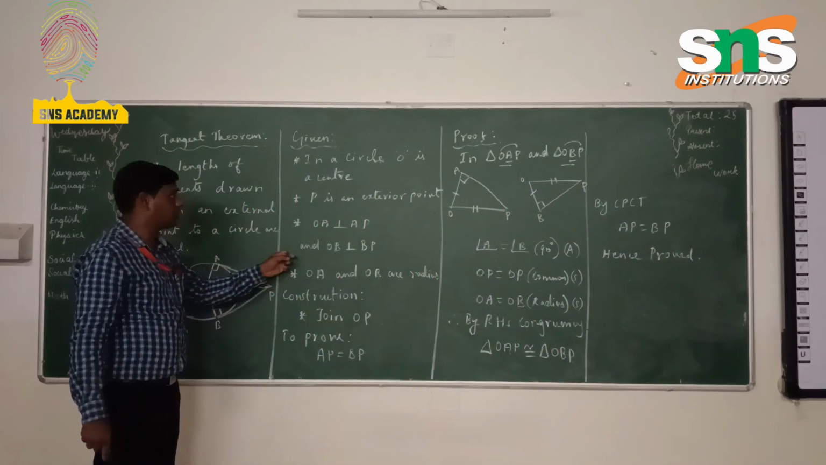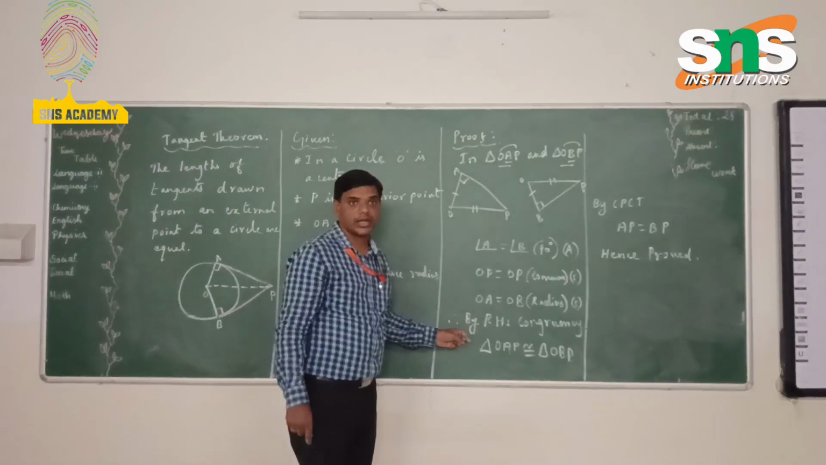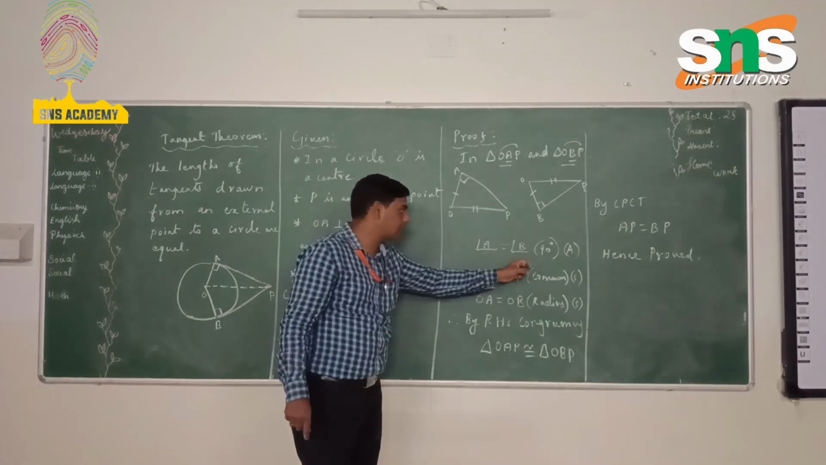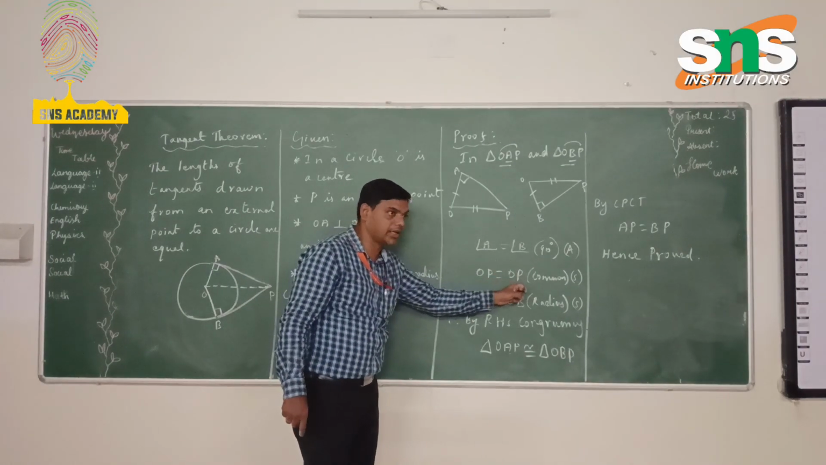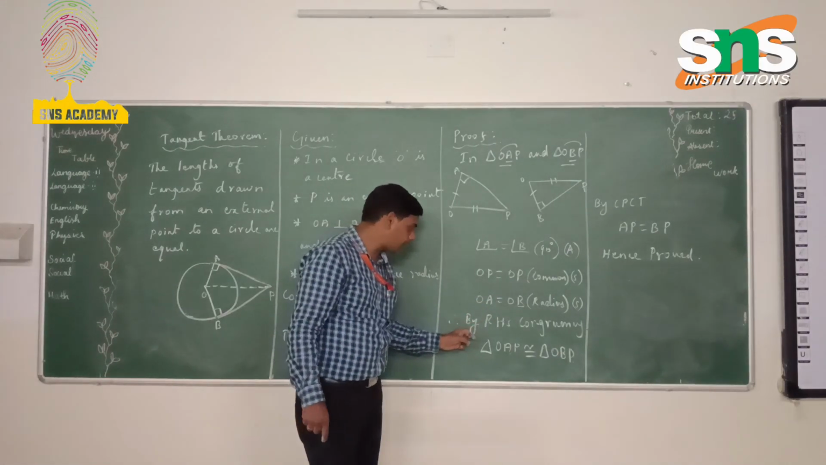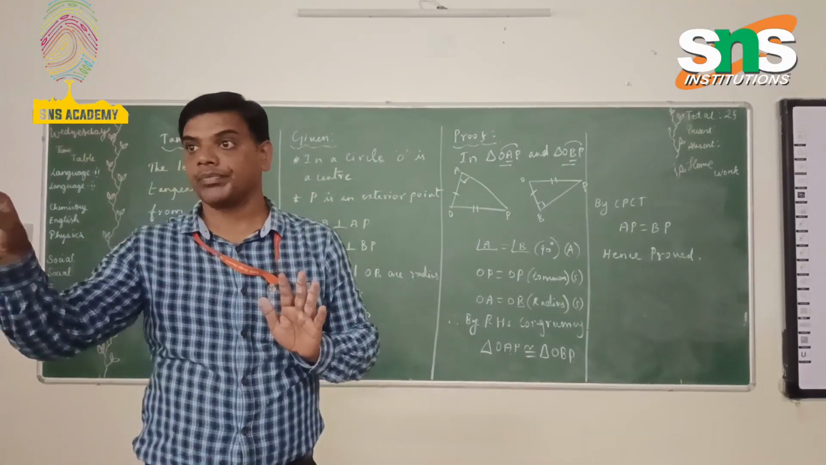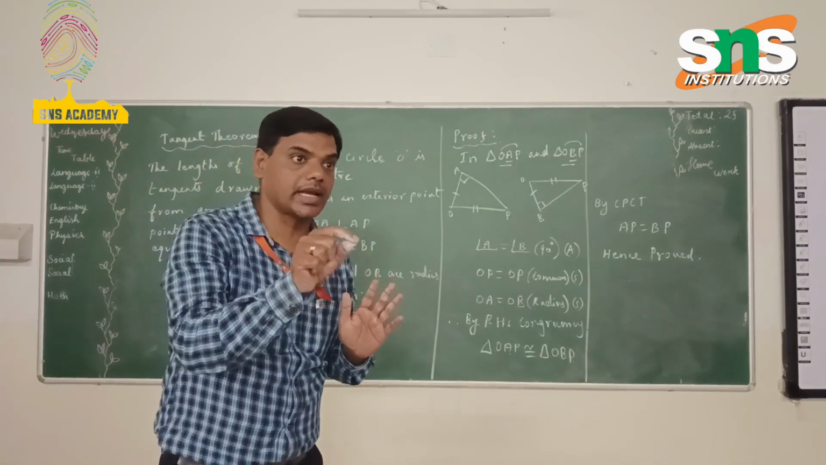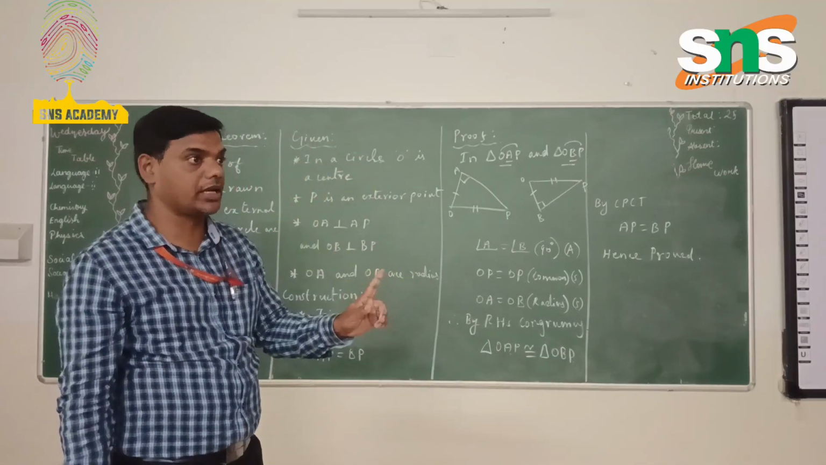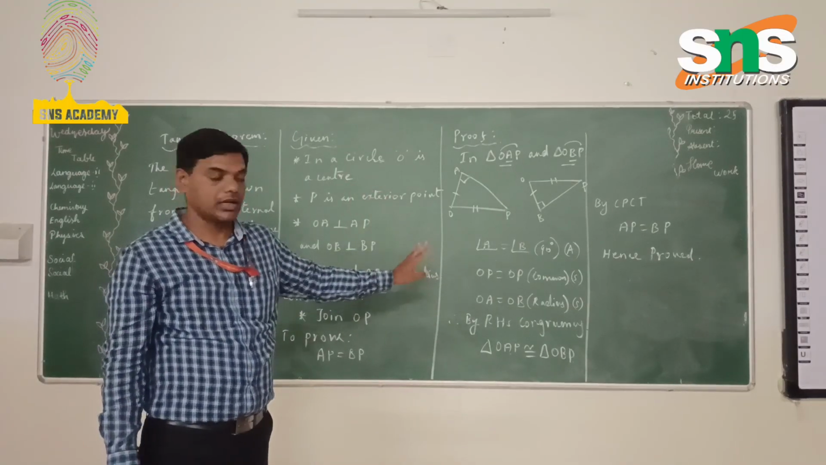Please see that we understood what is given, the construction, and how we took triangle OAP and triangle OBP. We compared the 90 degree angle, the hypotenuse, and the corresponding side, the radius. Therefore, by RHS. RHS is right angle, hypotenuse, corresponding side. Simply by saying 90 degrees, we can't say it is RHS. The right angle must be there, the hypotenuse should be equal, and the corresponding side should be equal. Then only we can use RHS. Very clear? Okay.